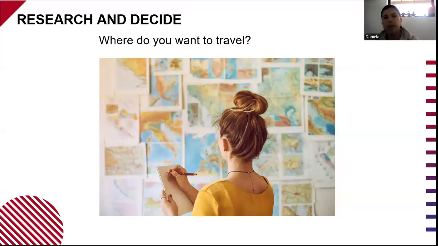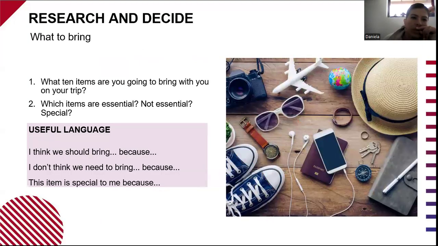Very good. Now, the next topic is research and decide. Whenever you want to travel, you should research and decide what items you should bring with you, what items are essential, which items are not essential. So for you, tell me, which items are essential for a trip? For me, for example, essential: passport, cell phone, money, and clothes for those days. Those are essential, I think.